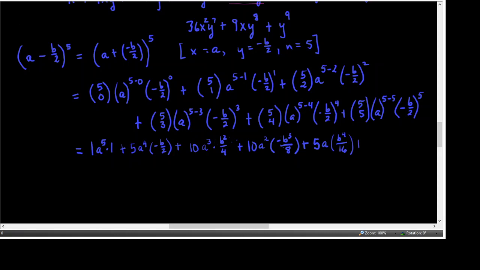And then finally, 5 choose 5 is 1. 5 minus 5 is 0. A to the 0 is 1. And negative b over 2 to the 5th is the opposite of b to the 5th over 32.